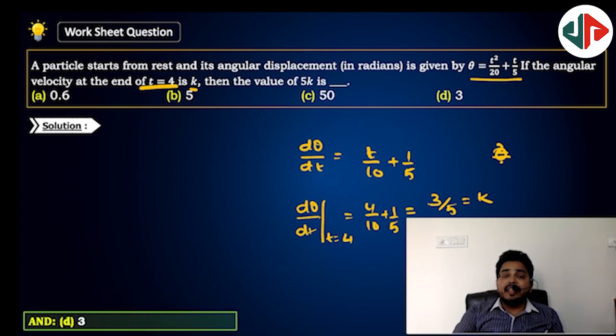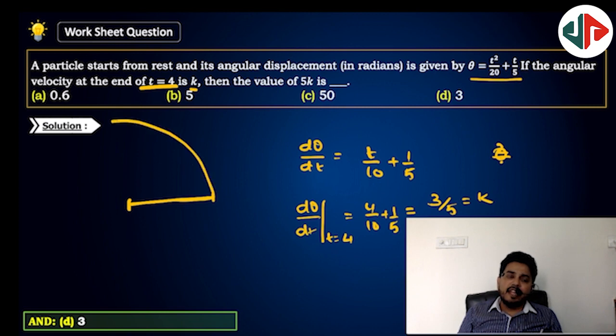d theta by dt is the angular velocity. Means if, for example, this is the center, a particle is moved there, it is moving in a circular way, then this angle is theta. So change in angle, d theta by dt, is called the angular velocity.